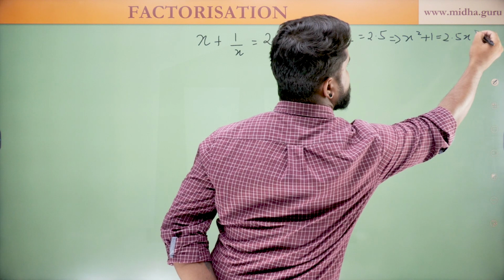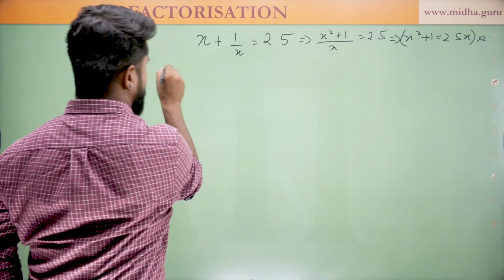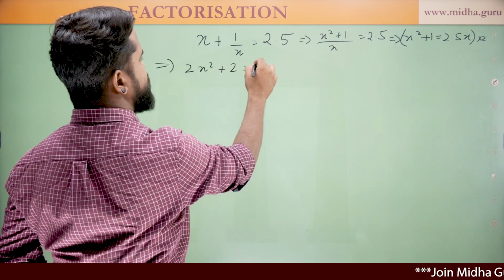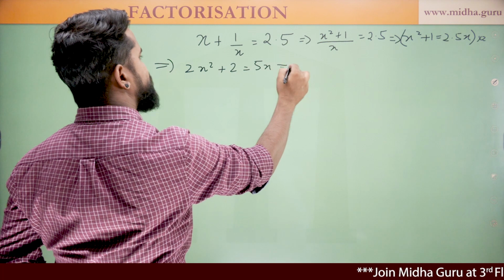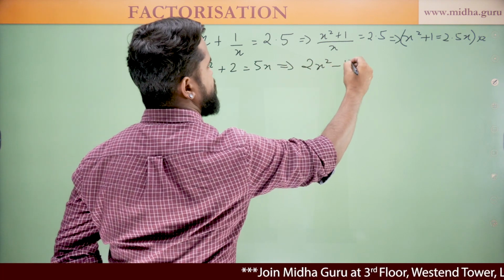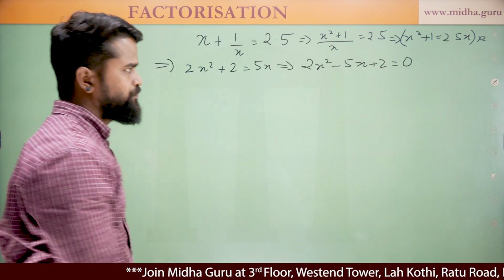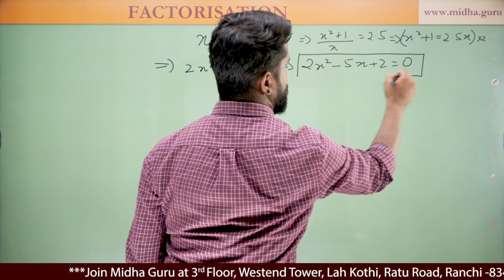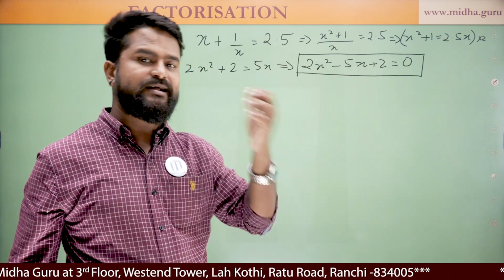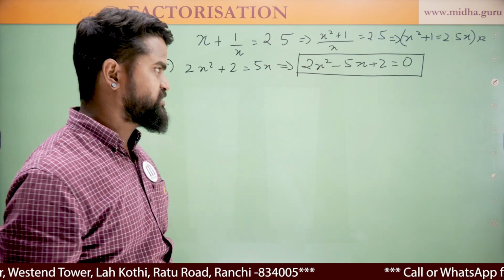And this whole equation I'll just multiply by 2. Then I will get 2x square plus 2 is equal to 5x. And bringing it to this side, I'll get 2x square minus 5x plus 2 is equal to 0. Now this is the equation that must be factorized to find the roots of said equation.